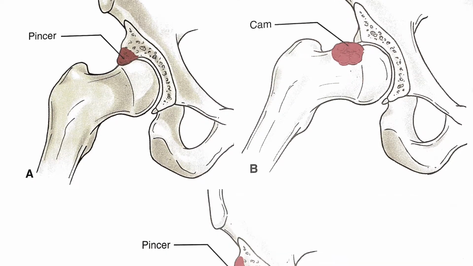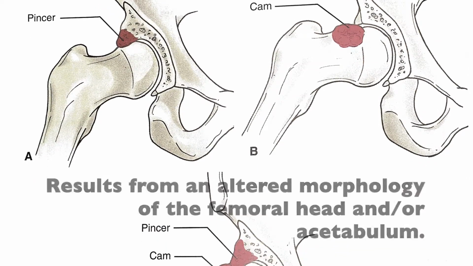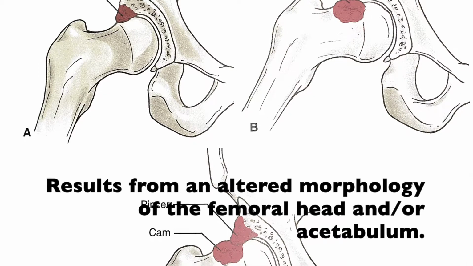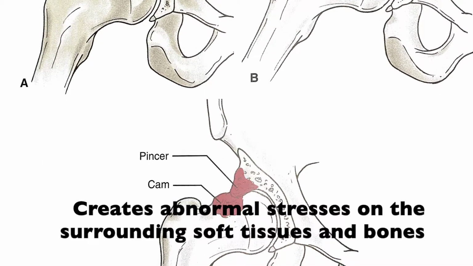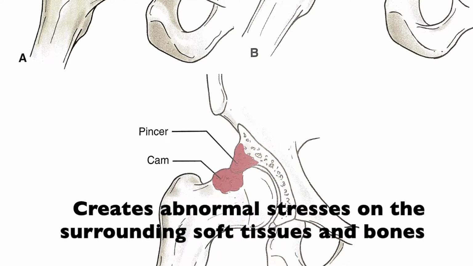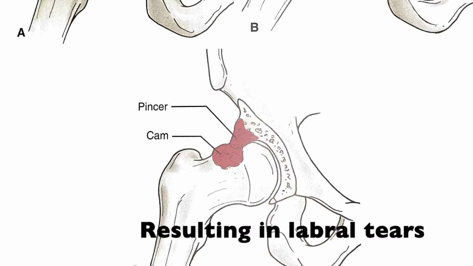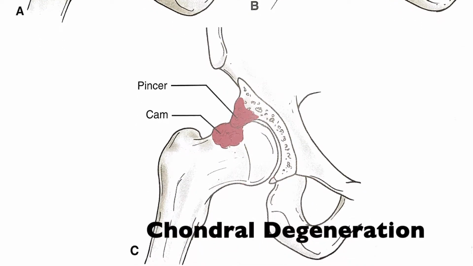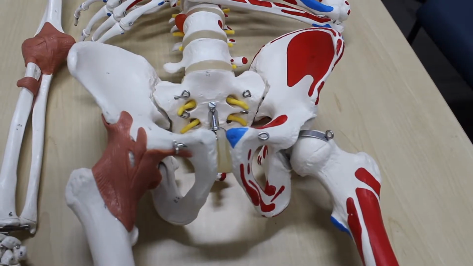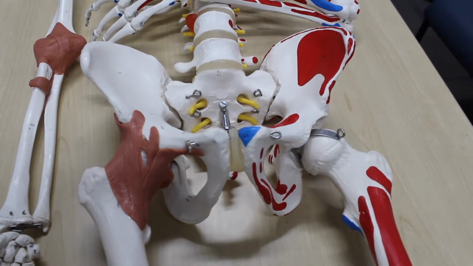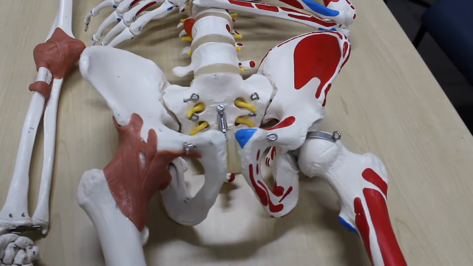Femoral acetabular impingement is an injury that results from an altered morphology of the femoral head and/or acetabulum. It creates abnormal stresses on the surrounding soft tissues and bones, which can result in labral tears, chondral degeneration, and osteoarthritis. Two types of femoral acetabular impingement deformities exist.